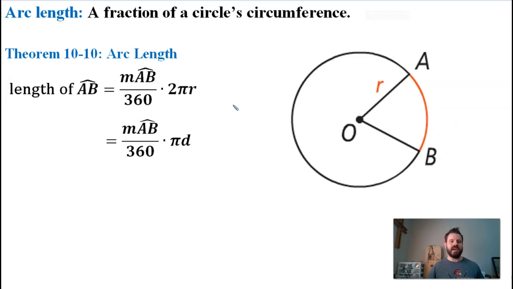To calculate that, I have two kind of ugly looking formulas, but they're actually pretty simple. Basically what we're going to do is find the circumference of the circle, 2 pi r, and then multiply that by the fraction of the circle, so the arc measure divided by 360. So this will give us a fraction of the circle's whole circumference. I could also write that as just pi times d for the circle's circumference. Instead of 2 pi r, we could just say pi times d. Again, we just have circumference times fraction. Either way, that's going to give us the arc length.